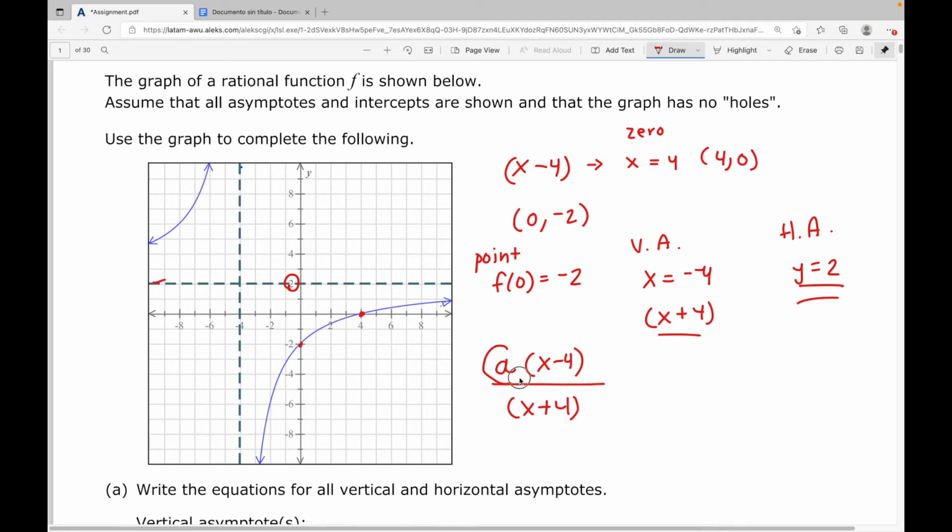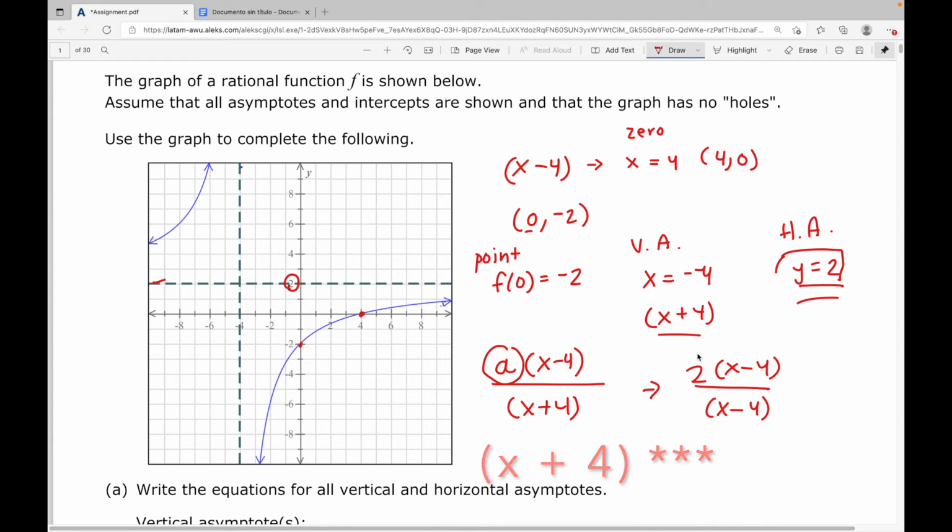And now, how can we get the A? In here, we have two options. We can do the same as the last problem: we evaluate at 0 and solve for A. Or we can just look at the horizontal asymptote. It's 2, right? So we know this is going to have just 1. So technically, we can just go like this: 2(x minus 4) over (x plus 4).